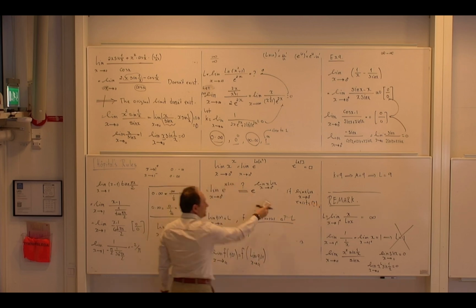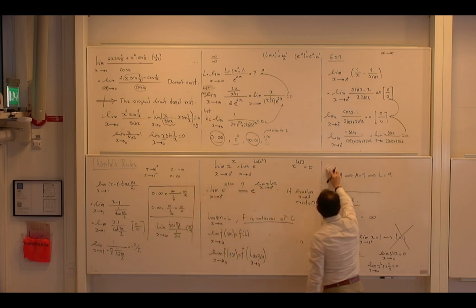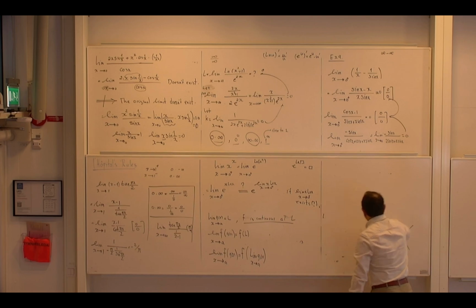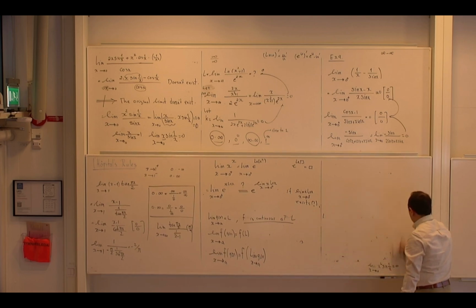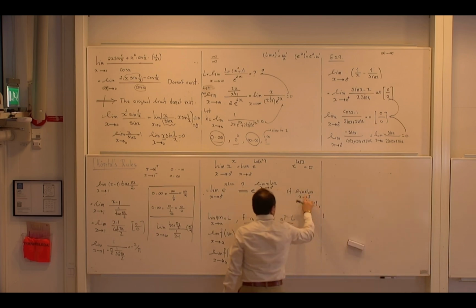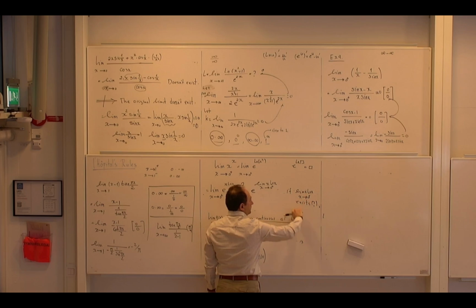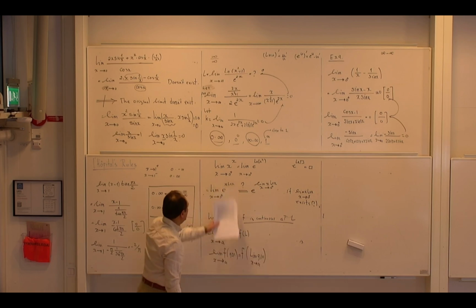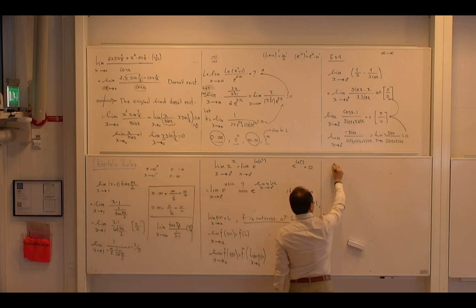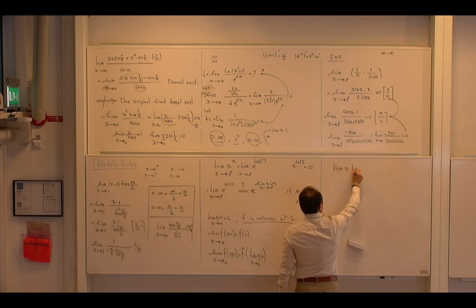But this limit, what type of limit are you facing now? Put 0 there. This is 0 times infinity. So 0 times infinity means that you reduce this form to a previous form that you know what to do. So if I want to calculate this limit, what can I do, for example?